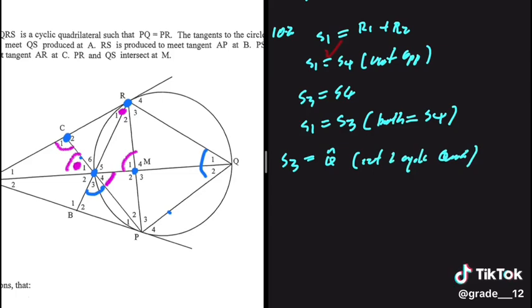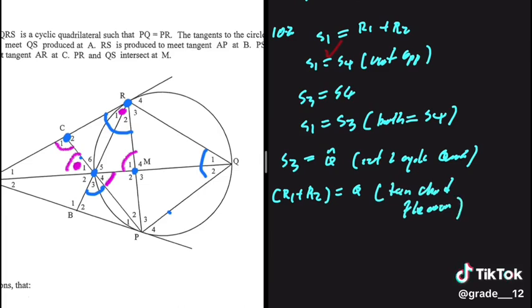But I want to show you something interesting. Look at R1 plus R2. R1 plus R2 should be equals to angle Q because of the tan chord theorem, okay? So R1 plus R2 are equals to angle Q because of the tan chord theorem. You will see where I'm going with this. You will see when I connect the dots at the end. R1 plus R2 is equals to Q. Can you see now? S3 is equals to R1 plus R2 as they are both equals to Q.